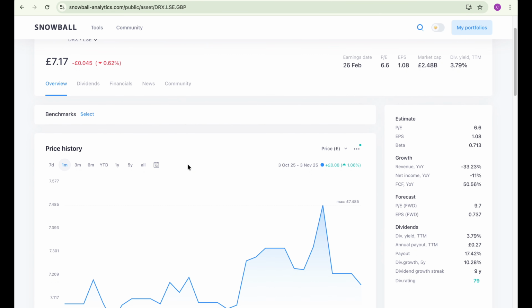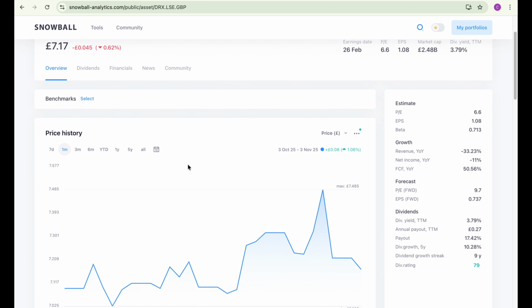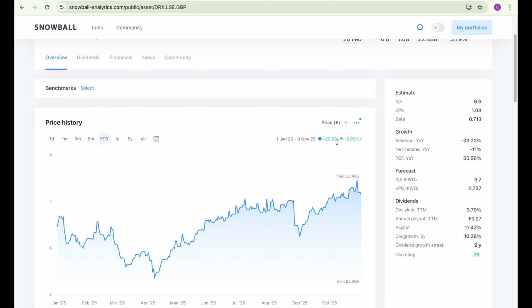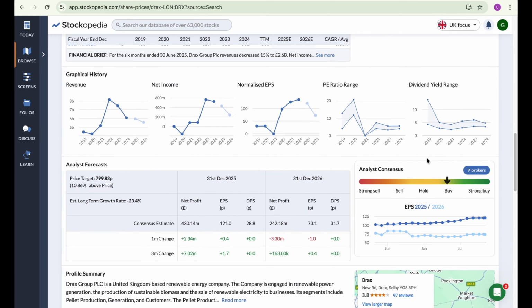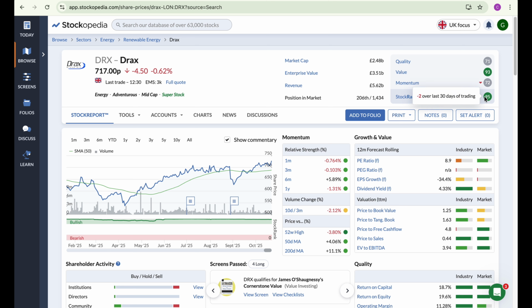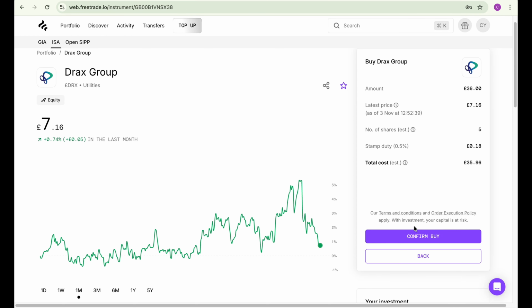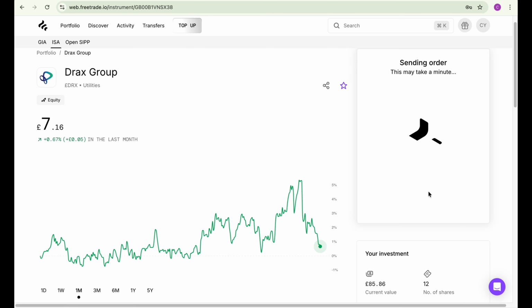The next stock I'm adding to this month is going to be my Drax position, and over the past month they are up just over 1%, and they have a yield that currently sits at 3.79% with a very nice 5-year dividend growth rate at 10.28%, and they also do have a 9-year dividend growth streak. Year to date, we can see they're actually up over 10%, so hopefully this will continue on for the remaining of 2025. The analyst consensus is that it's currently a buy with a price target at around 800p, which is around 11% above the current price. And we can see they actually have a very strong overall stock rank score at 95. In today's video, I'm going to be adding 5 shares for a total amount of £36.